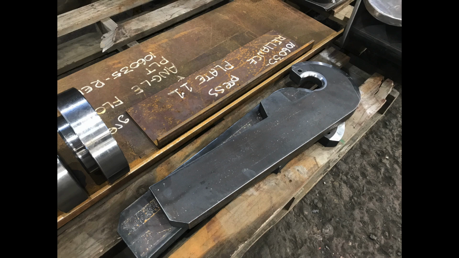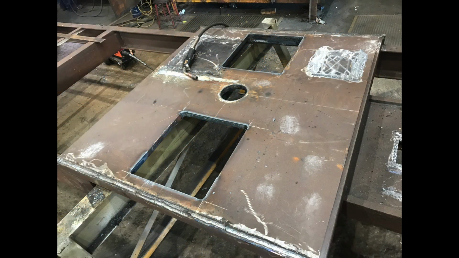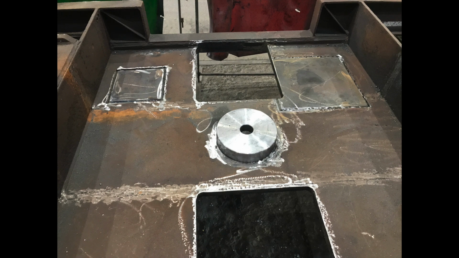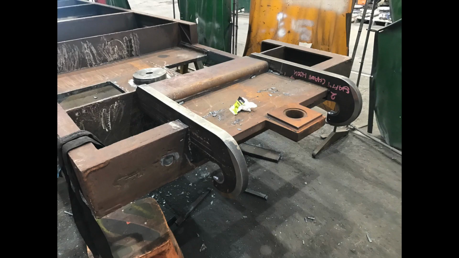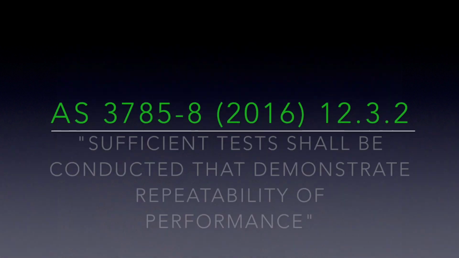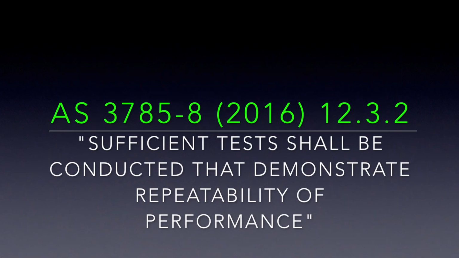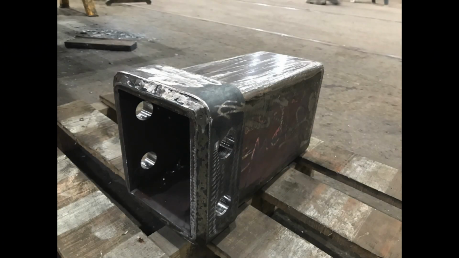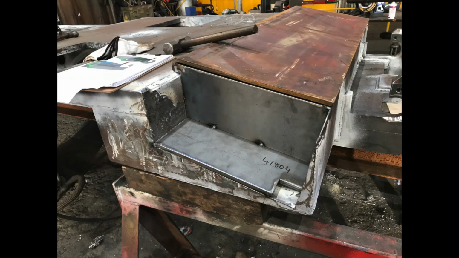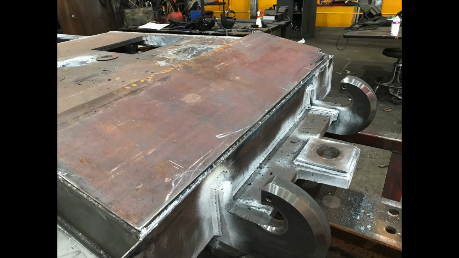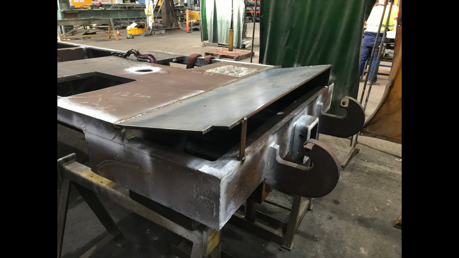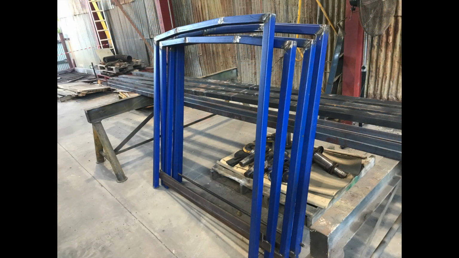With third-party verification required, a typical testing regime would request an empty, half full and full weight capacity test. AS 3785 Part 8 2016, 12.3.2 Brake Performance Test states, sufficient tests shall be conducted that demonstrate repeatability of performance. The only way to prove repeatability is to repeat. So numerous tests can be requested, and each time the risk of rope or even winder damage is a very real possibility on site.